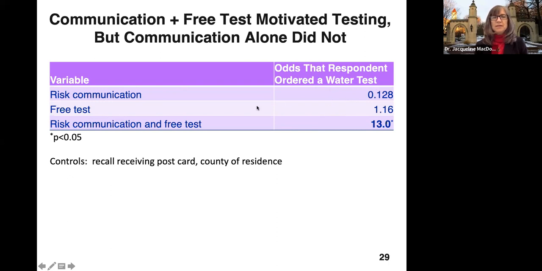these was statistically significant. So providing just the information without addressing cost concerns wasn't enough to motivate people to get a water test. Providing just the free test without the communication content about why it was important to take advantage of this free test also wasn't effective. So that was an interesting finding.